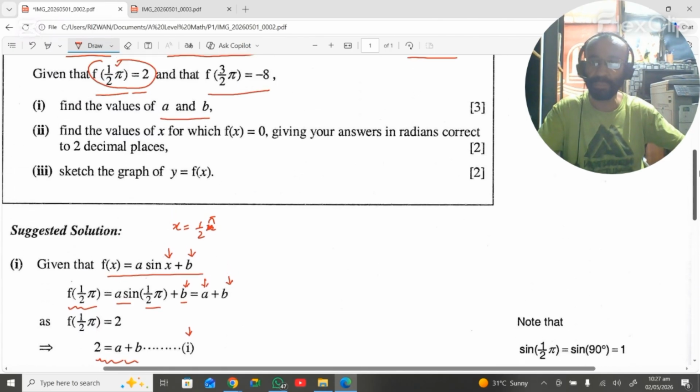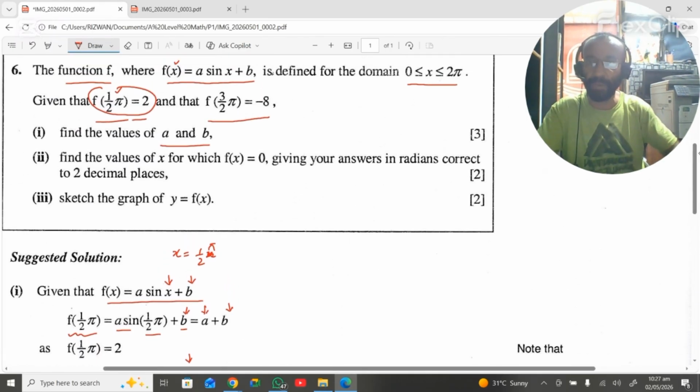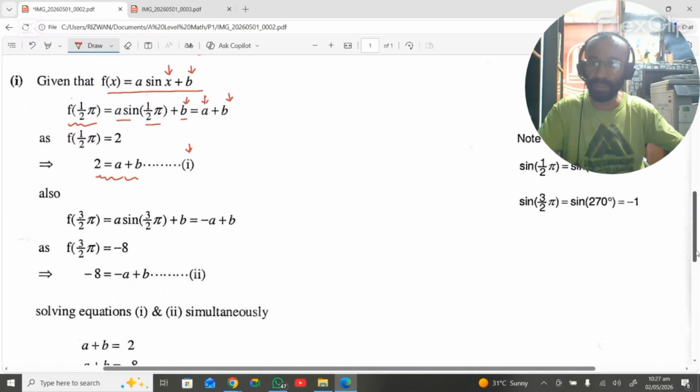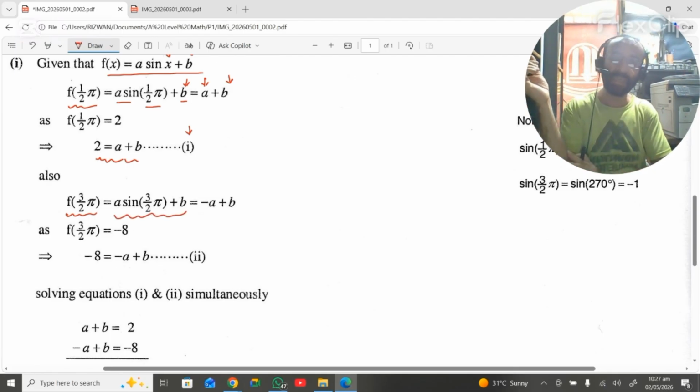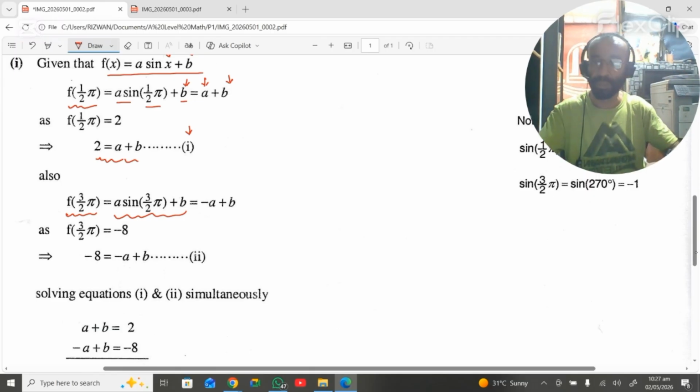Again from the question, f of 3/2 pi is given equal to minus 8. So now we will put x equal to 3/2 pi in the equation. So here and here we will put 3/2 pi in the equation, and this will be equal to minus 8. So look, now we are going to put it in the equation. So the left hand side will become this one and the right hand side will become this one.